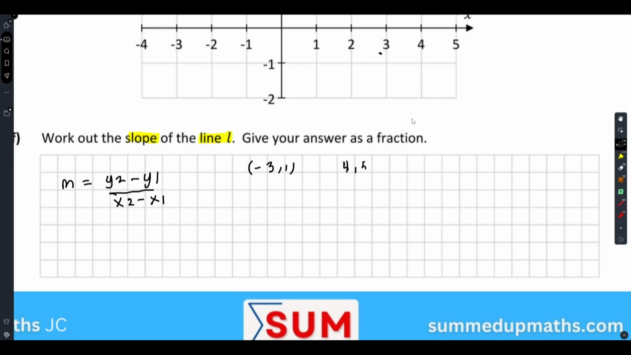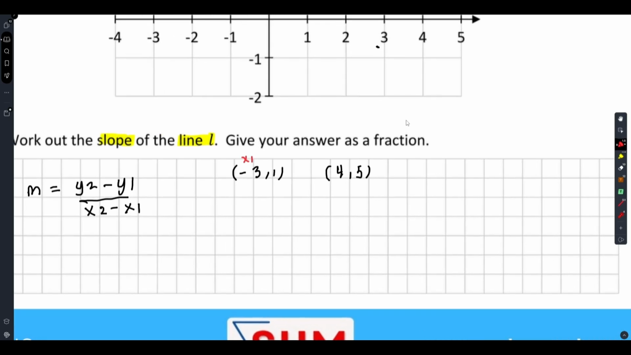And once we take these 2 points, and this is what we always do with coordinate geometry, we call one of the points x1, y1, and we call the other point x2, y2. It does not matter which point you call x1, y1, you'll always get the same answer. So it doesn't matter. And then what we do is we just sub it into this formula. So therefore our slope, m, is going to be y2, y2 is 5 minus y1, y1 is 1, all over x2, x2 is 4, minus x1.